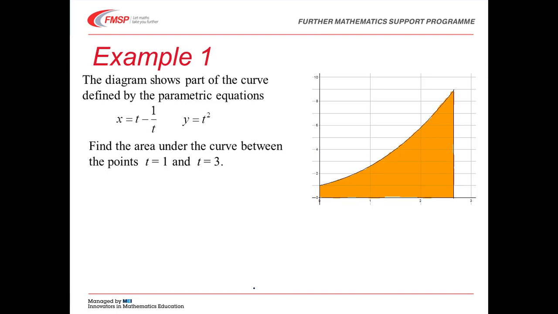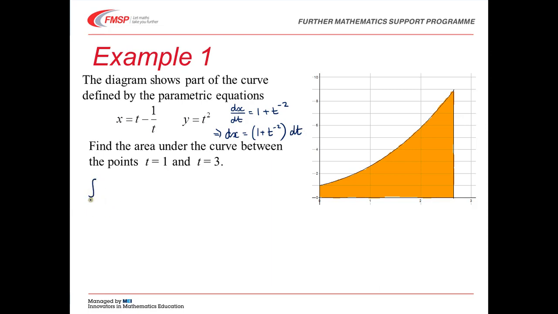Okay, here's another example. I've got x and y both in terms of t, and we want the integral between 1 and 3. So I need to get dx by dt. That's 1 plus t to the minus 2. So I'm going to replace dx with 1 plus t to the minus 2 dt. Looks a bit horrible, but don't panic.